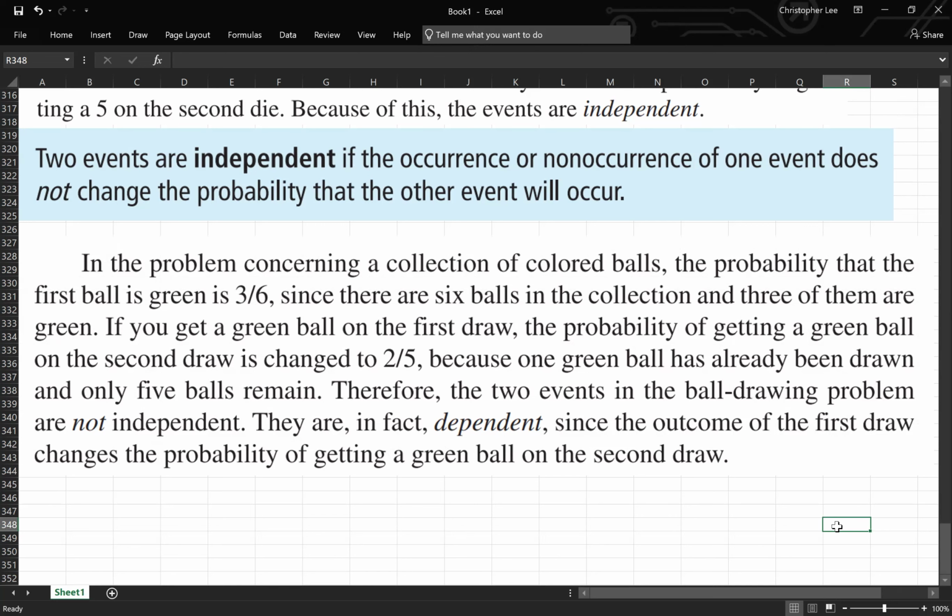Again, because 1 green ball has already been drawn and only 5 balls remain, therefore the two events in the ball drawing problem are not independent. In fact, they are dependent, right? Since the outcome of the first draw changes the probability of getting a green ball on the second draw. All right.